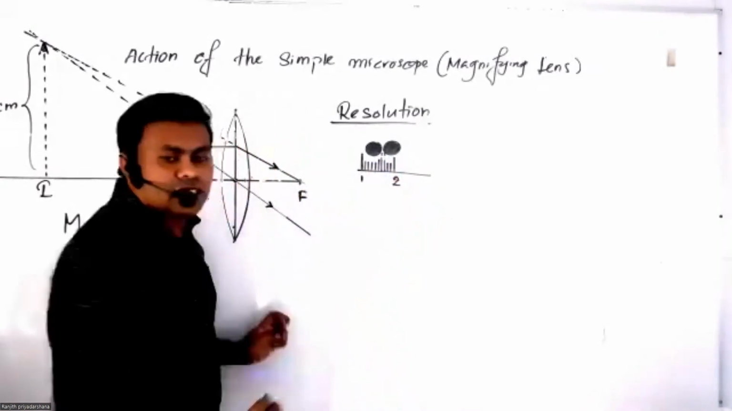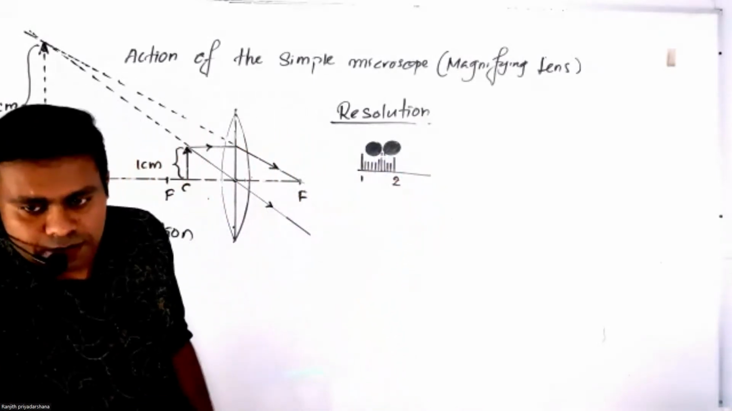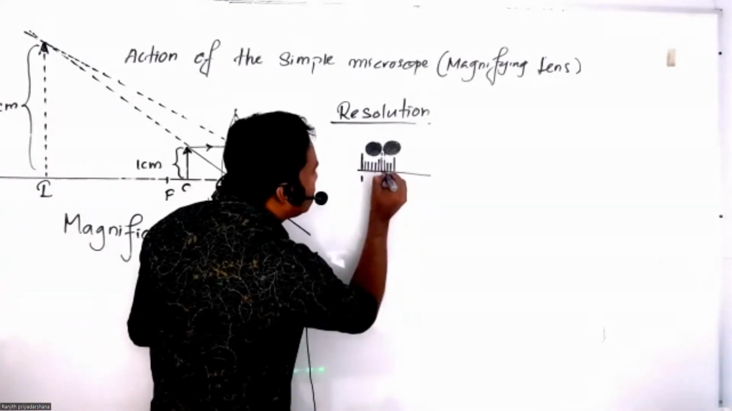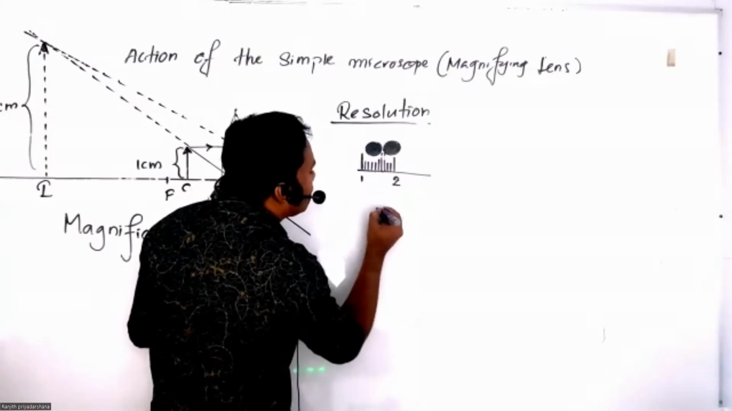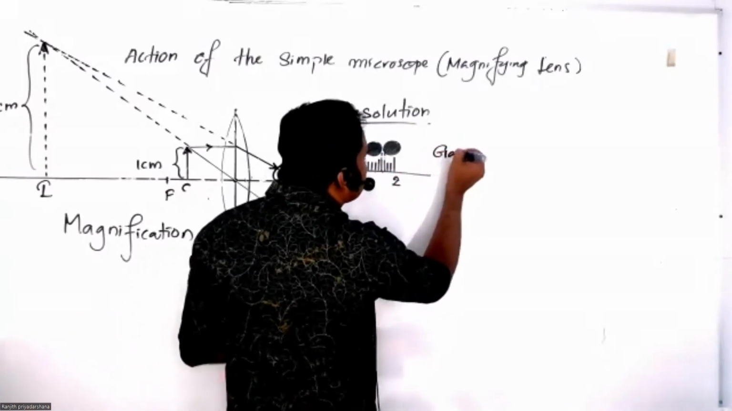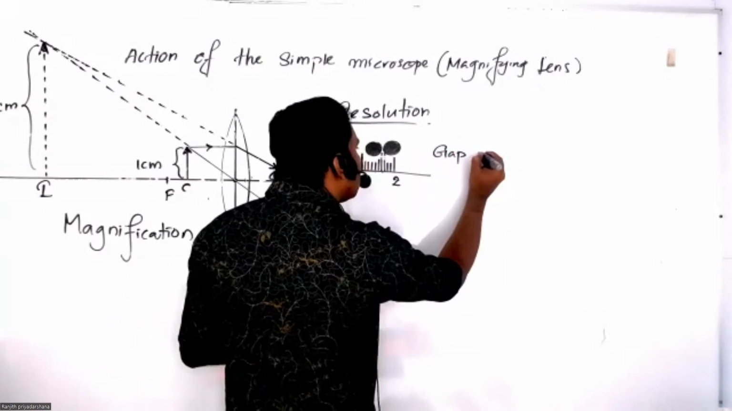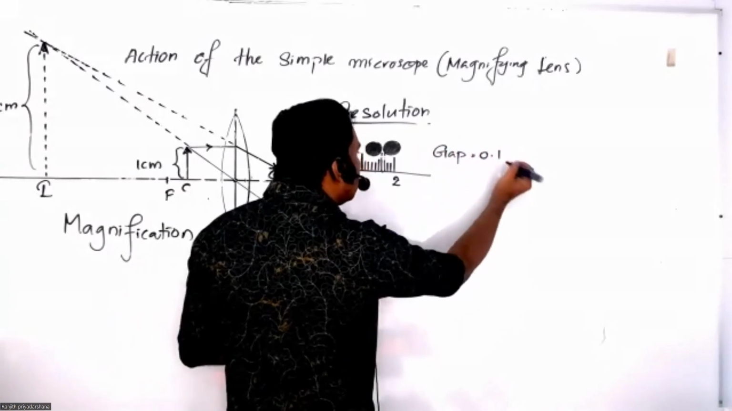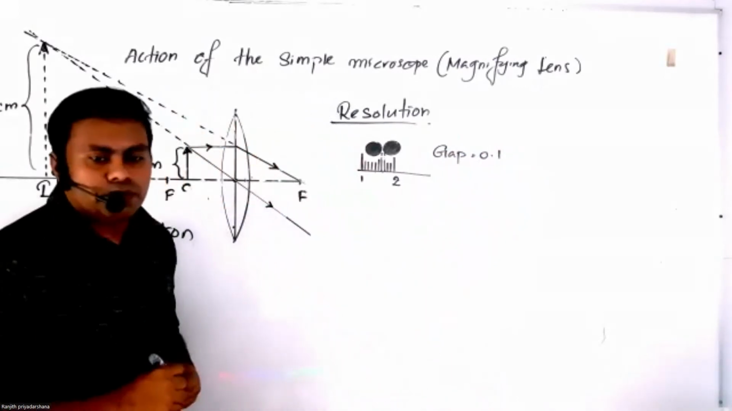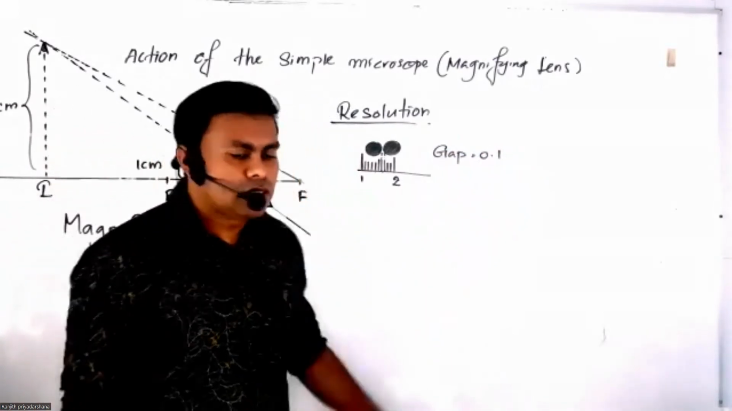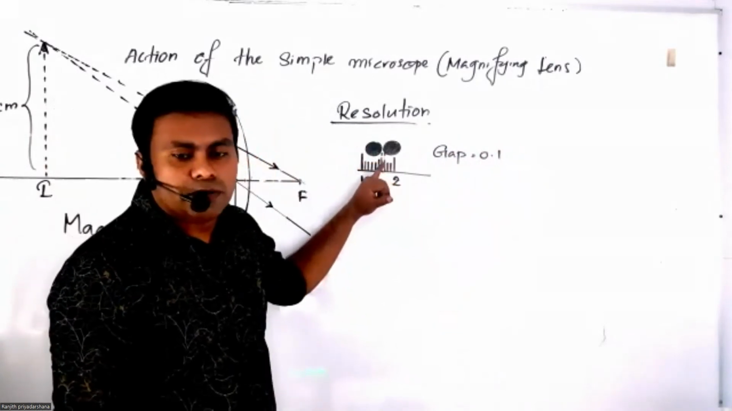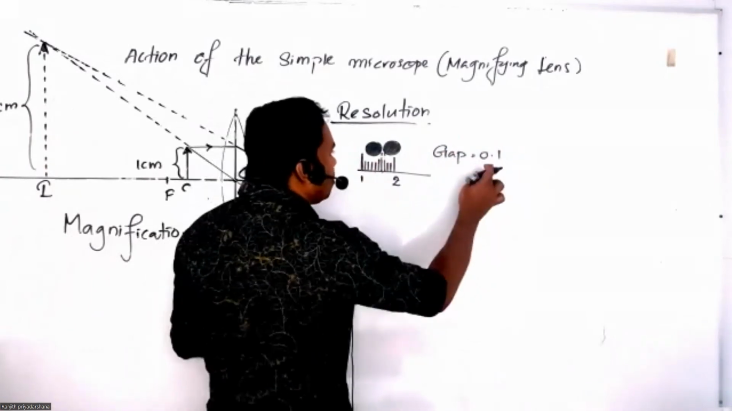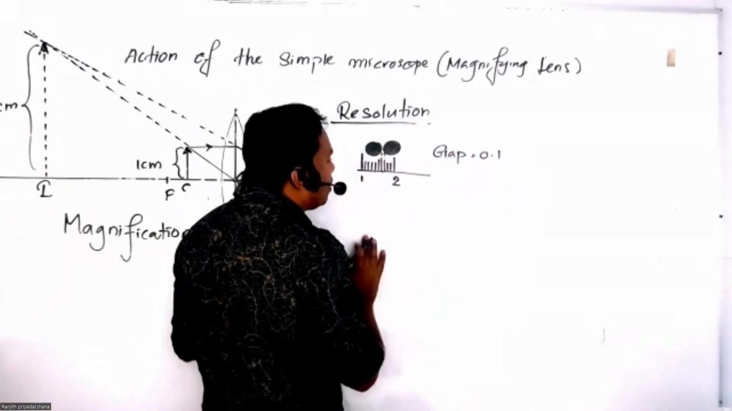1.8, 1.9, and 2. Yes, what's the distance between these two objects? 0.1. Yes, that is the gap between these two objects, or the distance, 0.1. So when you observe this through your naked eyes, you can separately identify these two as two objects because their gap is 0.1. So that's the resolution by the naked eye.